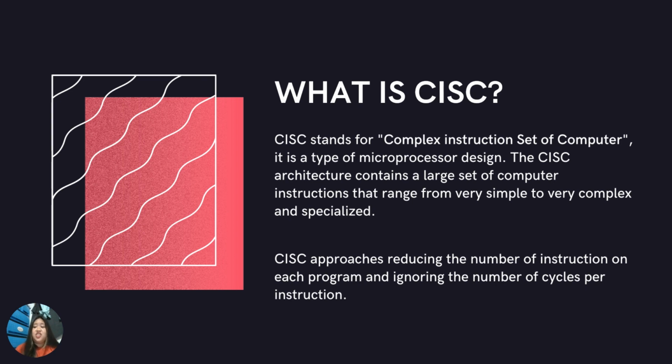However, CISC chips are relatively slower compared to RISC chips but use fewer instructions than RISC. In addition, what makes the CISC processor more complex is that it helps reduce program code by embedding multiple, when we say multiple, many operations in each program instruction.